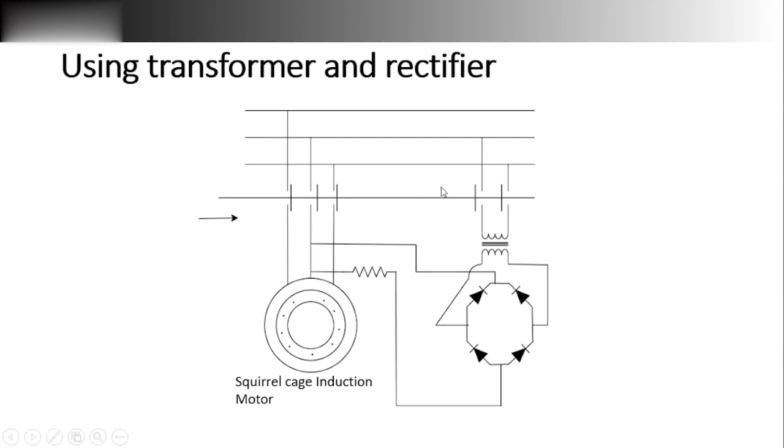We have another arrangement for the squirrel cage induction motor. Here, even if there is no external DC source, we can use one of the phases of RYB, and use a transformer and a rectifier circuit to produce the same DC source. Here also we have the external resistance R1 for preventing the high inrush current, and the working is pretty much the same.